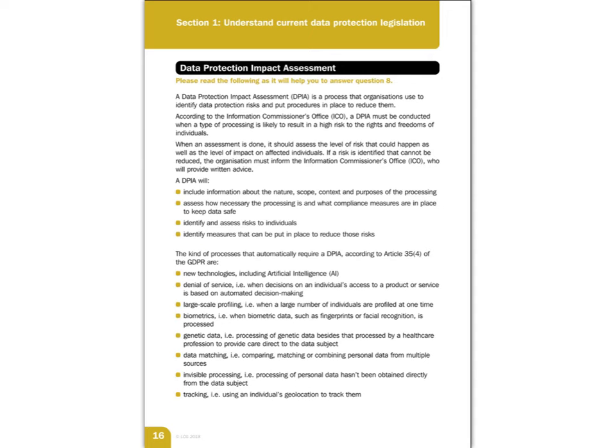If you're using tracking, i.e. using an individual's geolocation to track them, again, you must have a data protection impact assessment. What happens if that information falls into the wrong hands? What happens with that data when you've finished using it? What are you actually using that information for? And how are you doing your absolute best to make sure that information is anonymised as much as possible?